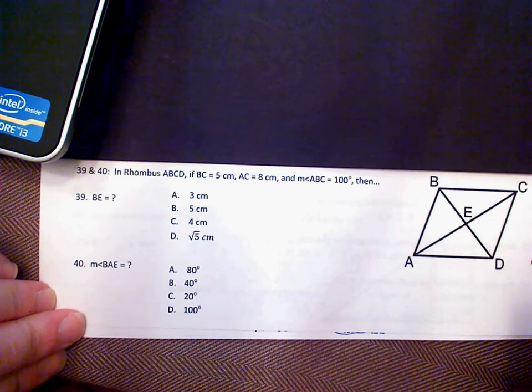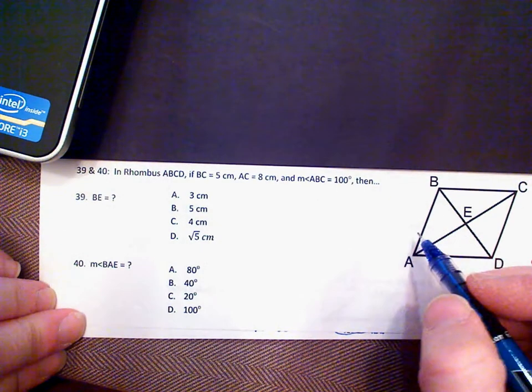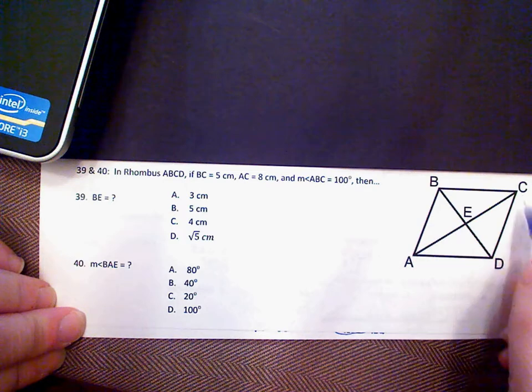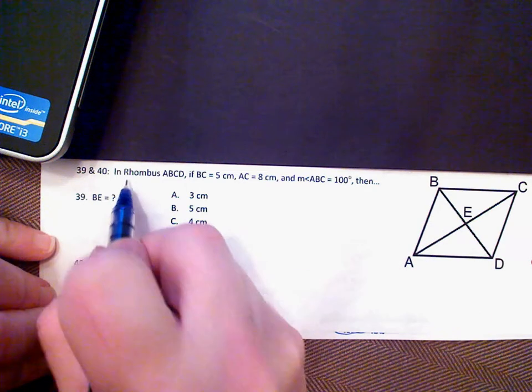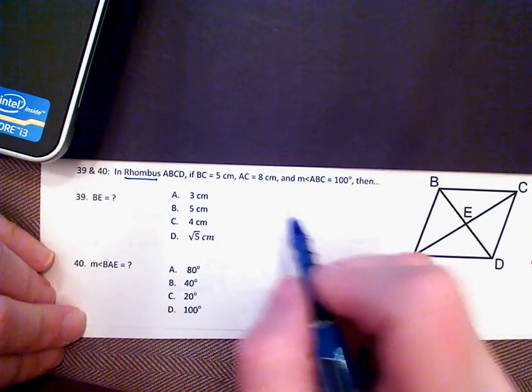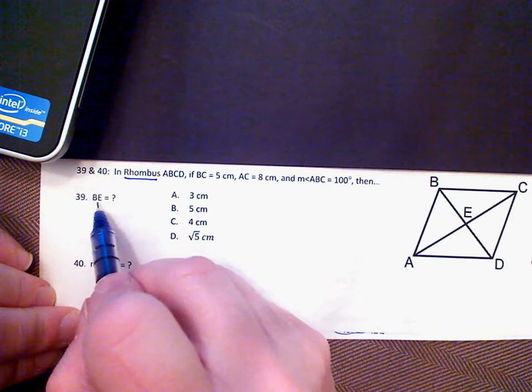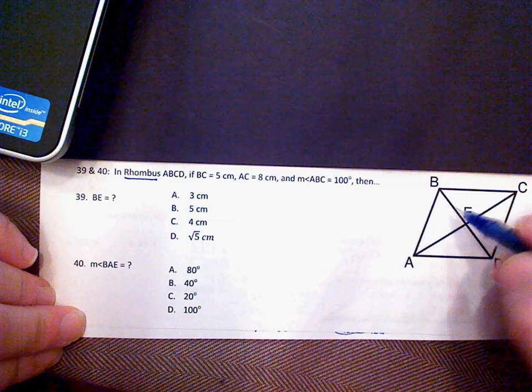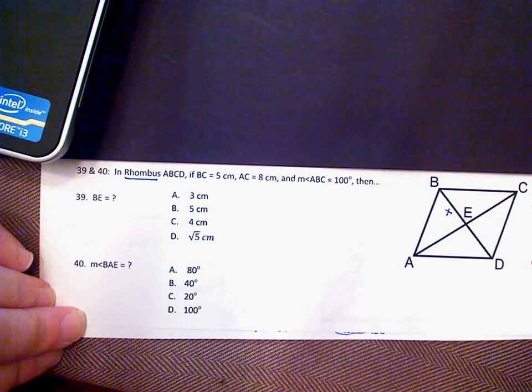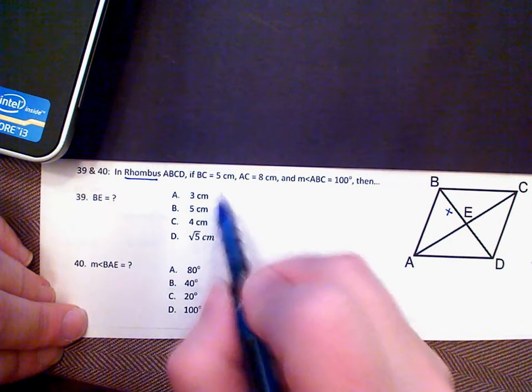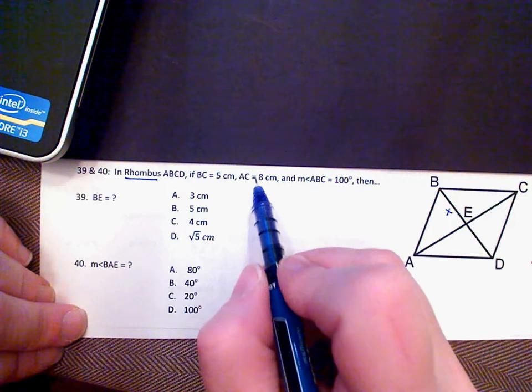Number 39 and 40 are both using the diagram over here, that you are given that this quadrilateral ABCD is a rhombus. For number 39, you're going to be concentrating on side lengths. You're asked for segment BE, that length right there. That is your unknown.